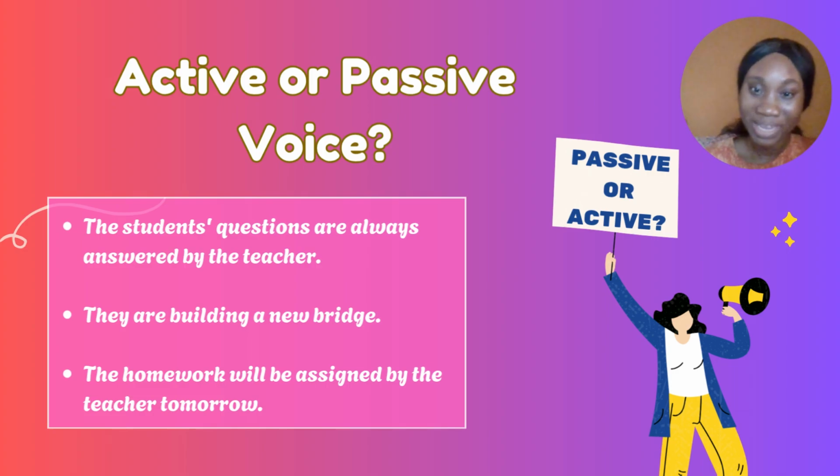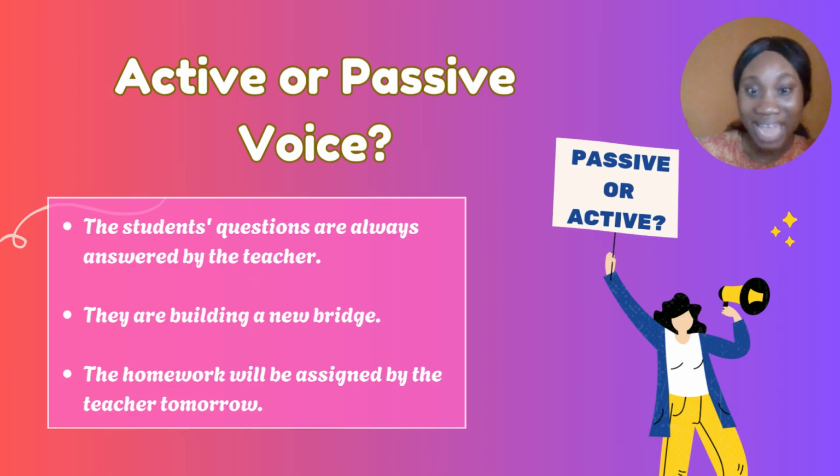So let's see. The students' questions are always answered by the teacher. Now, who is answering those questions? They said the teacher. And where's the teacher? The teacher is at the end of the sentence. So that tells you whether it's going to be active voice or passive voice.